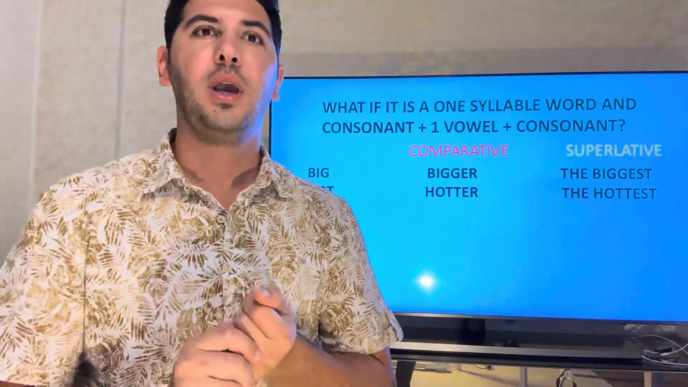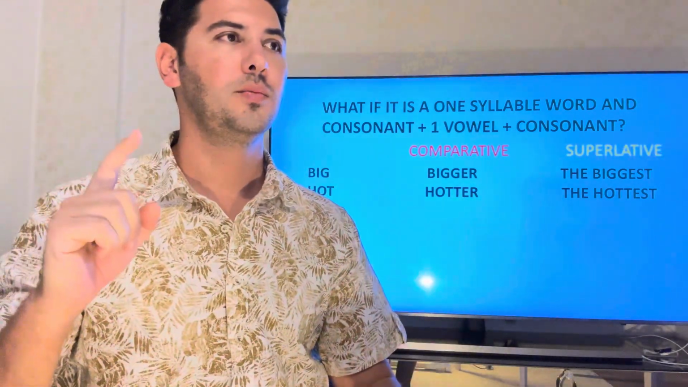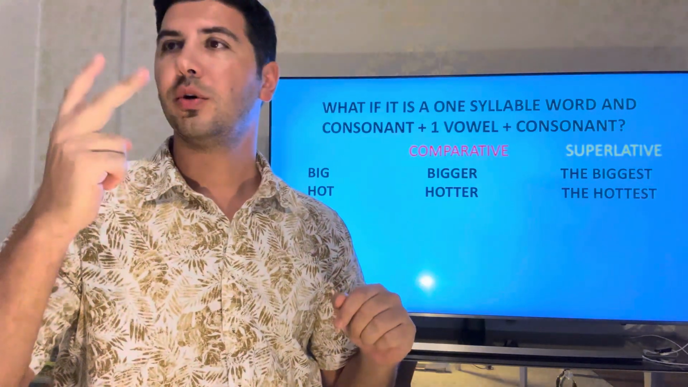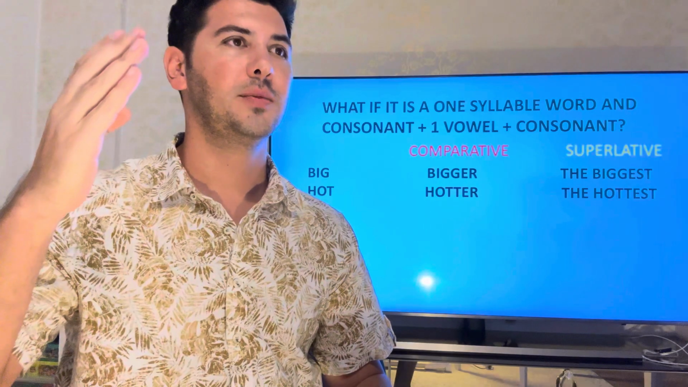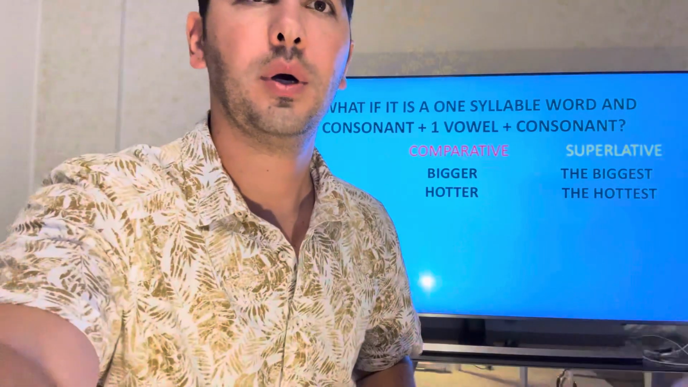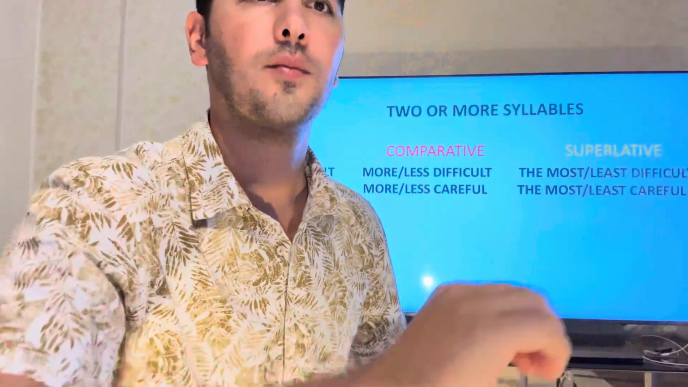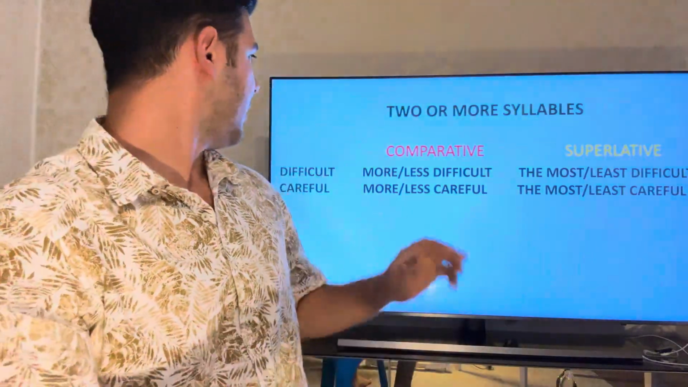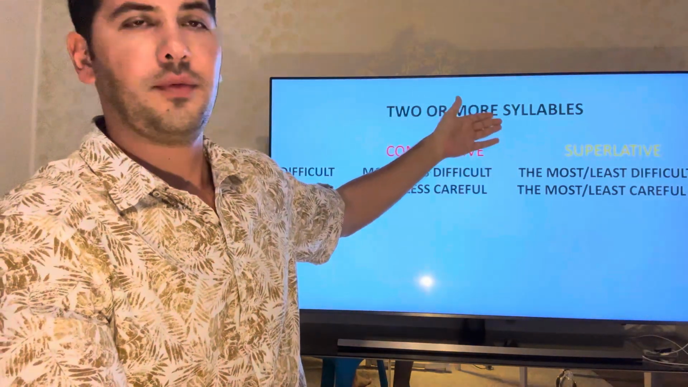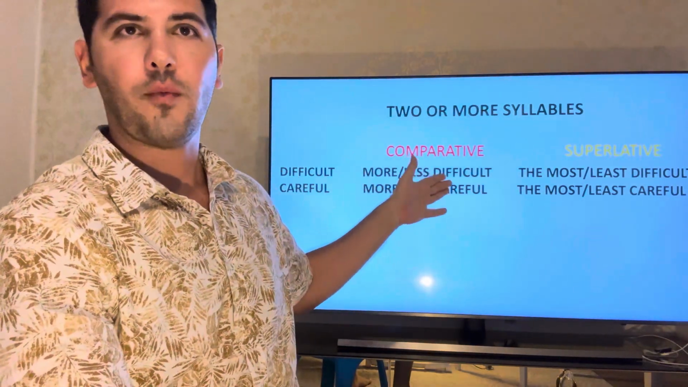So far, we have talked about one syllable. But what about two or more syllables? Let's look at them in order. For example, difficult, more or less difficult, the most or least difficult. Careful in the same way.